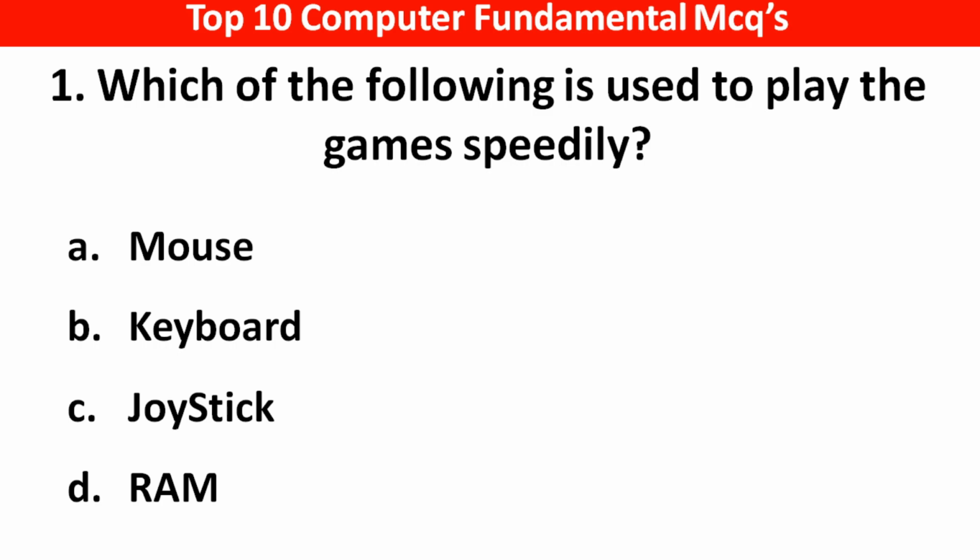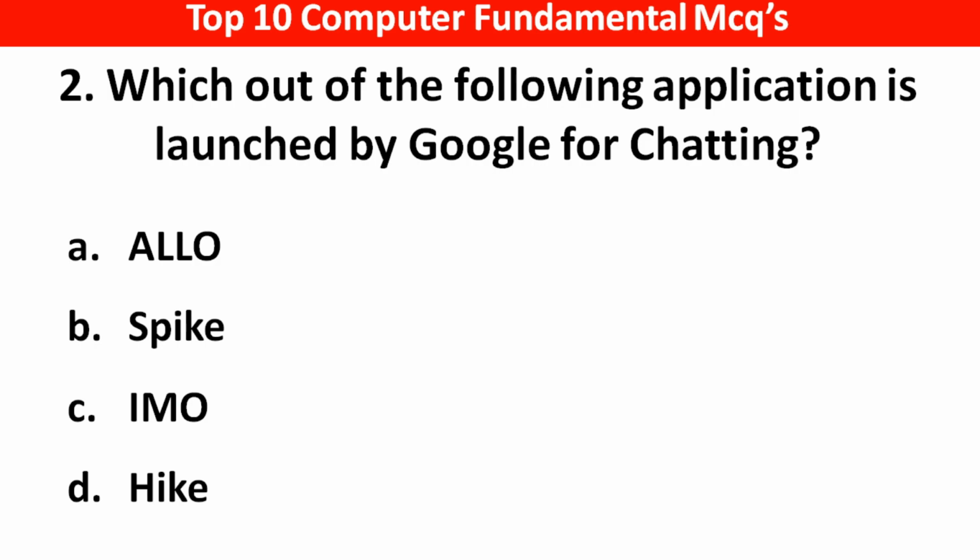Options: A mouse, B keyboard, C joysticks, D RAM. Right answer is option C, joystick. Next question, which out of the following applications is launched by Google for chatting?